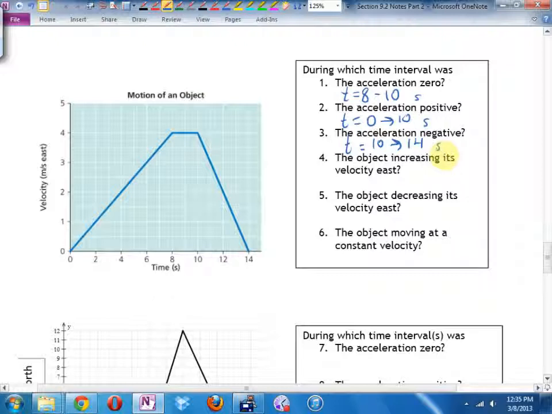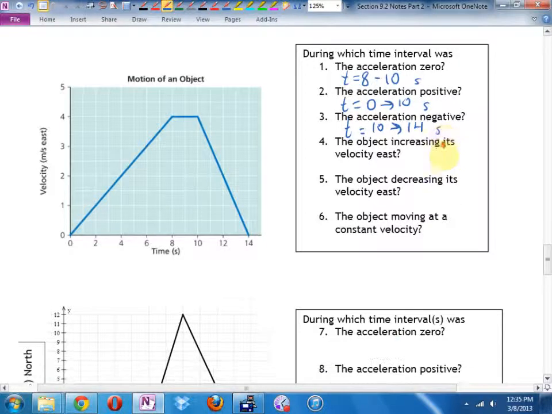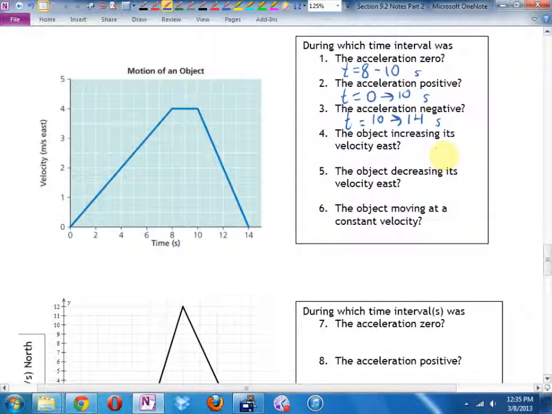Now, the other phrase we can use instead of saying acceleration, we can say increasing velocity. So number 4 says, what time interval is it increasing its velocity east? Oh, by the way, the acceleration positive, you're right, Josh, it's not from 0 to 10, is it, Sarah? It's actually from 0 to 8, unless you count 0 as a positive number. Actually, 0 is neither positive nor negative. It's kind of a nothing. So I should have fixed that. Yeah, increasing its velocity from 0 to 8 seconds.